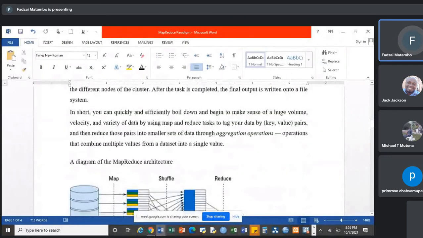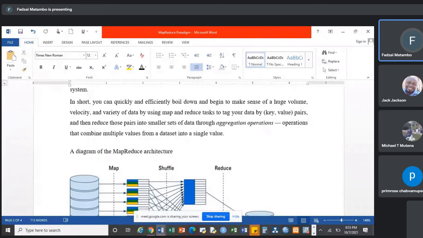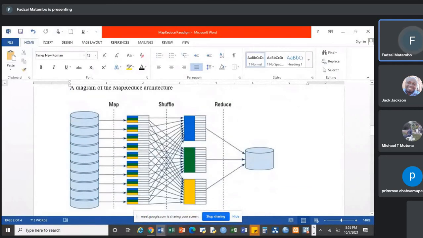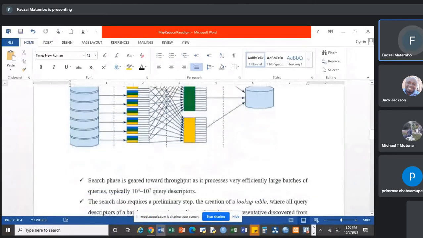In short, you can quickly and efficiently boil down and begin to make sense of huge volume, velocity, and variety of data by using map and reduce tasks to tag your data by key value pairs, and then reduce those pairs into smaller sets of data through aggregation operations. Operations that combine multiple values from a data set into a single value. So you can see the point of reducing, and now all the big data will be compressed in one database.